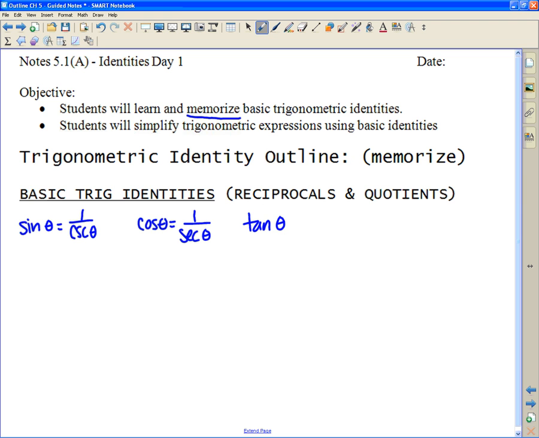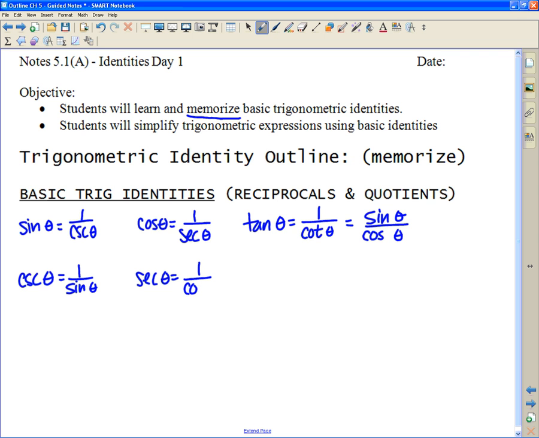Tangent of theta actually has two identities. It's 1 over the cotangent of theta. It's also sine of theta over cosine of theta. It's important that we also write down cosecant of theta would be 1 over sine. Secant of theta is 1 over cosine. And cotangent of theta is 1 over tangent of theta. Again, it has two. That would be cosine over sine. Okay, you should by now already have those memorized.